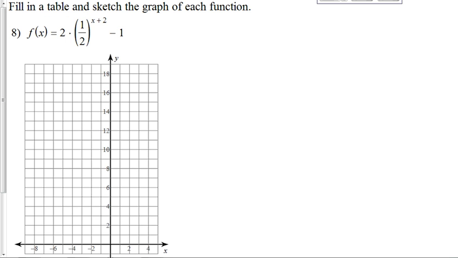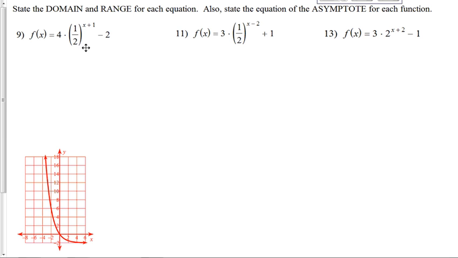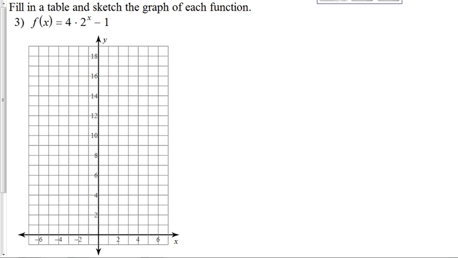So let's start out. We're going to do 3 and number 8 for the graphing, and we're going to take a look at 9, 11, and 13. These are problems that involve domain and range and asymptotes. So we're going to start out with graphing by making a table for each of these functions.